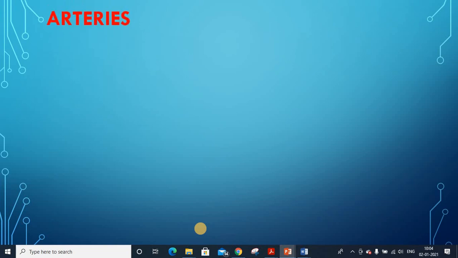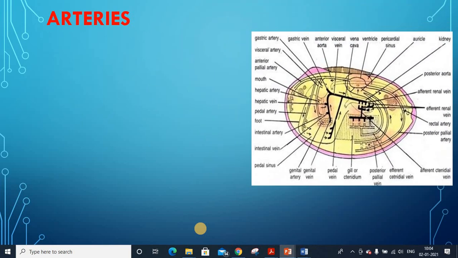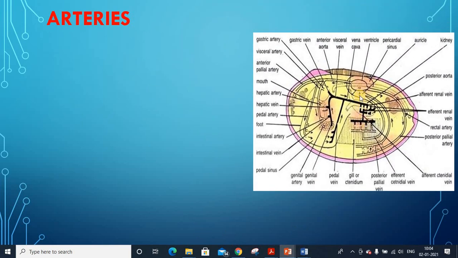Next are the arteries. Each end of the ventricle is continued into an aorta, the anterior end into the anterior aorta and the posterior end into the posterior aorta. From the picture you can see this is the ventricle. From the anterior end rises the anterior aorta and from the posterior end rises the posterior aorta.